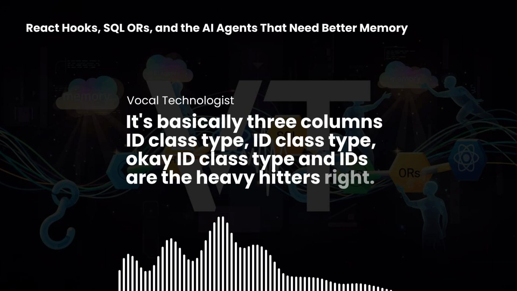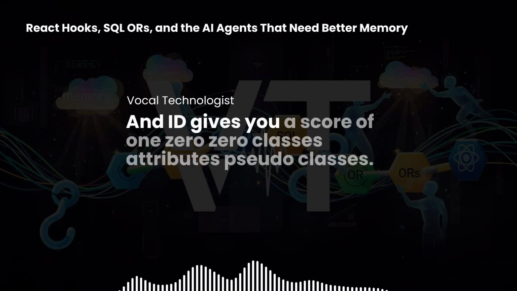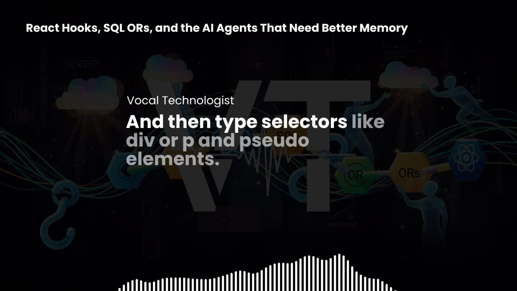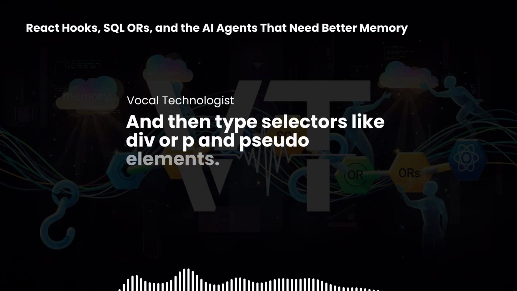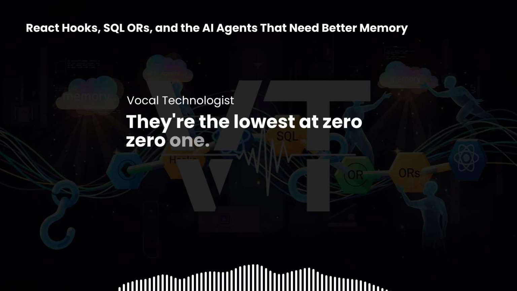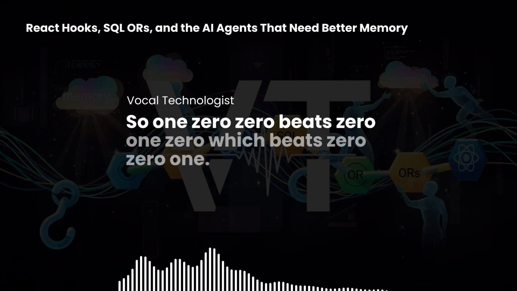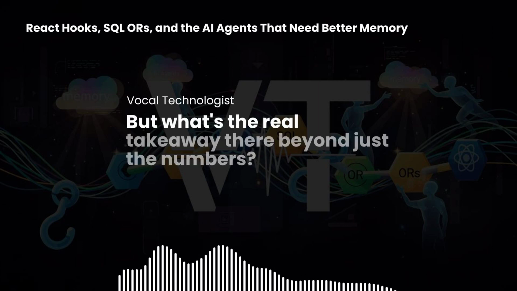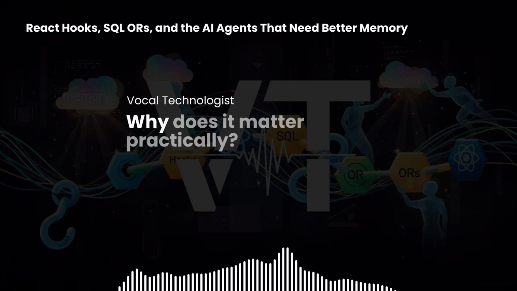And IDs are the heavy hitters, right? Highest score. Yep, an ID gives you a score of 100. Classes, attributes, pseudo-classes, those are 010, and then type selectors like div or p, and pseudo-elements, they're the lowest at 001. So 100 beats 010, which beats 001. Simple enough. But what's the real takeaway there, beyond just the numbers? Why does it matter practically?